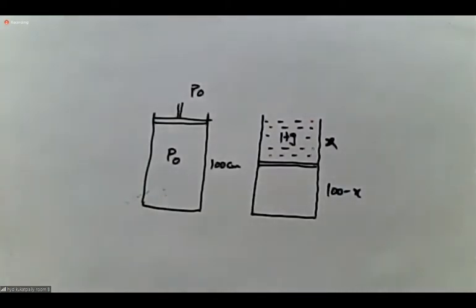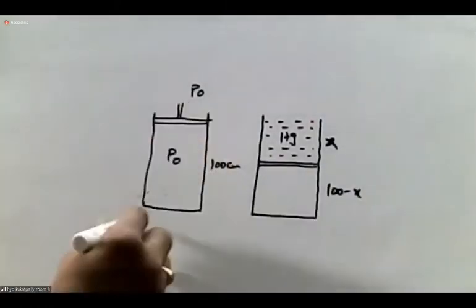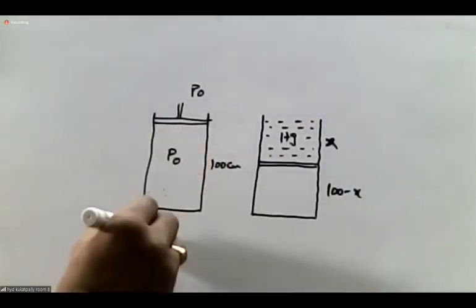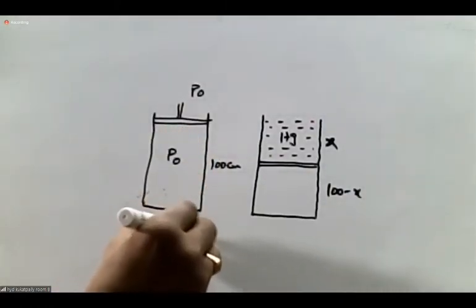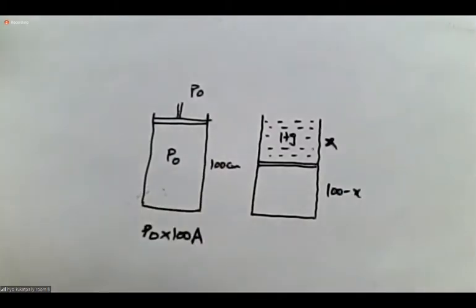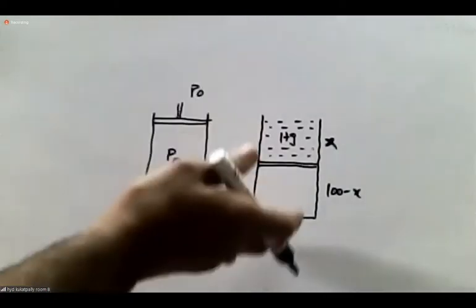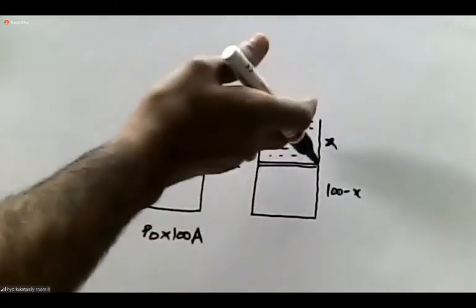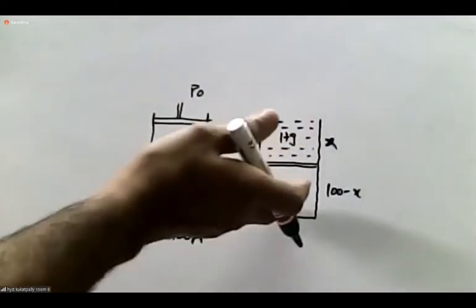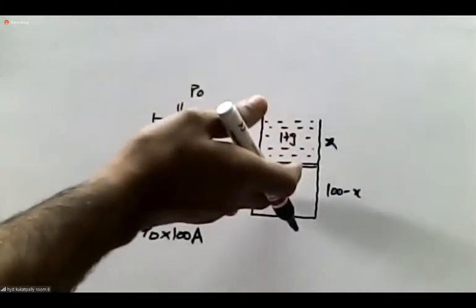Boyle's law you can apply to the air trapped. Why Boyle's law? Because the temperature of the surroundings is not going to change. So here pressure P naught into volume 100 centimeters into area of cross section is equal to, here pressure definitely changes. Why? Because you are compressing the gas by pouring the mercury. When you pour the mercury, volume is decreasing due to the weight of the mercury.